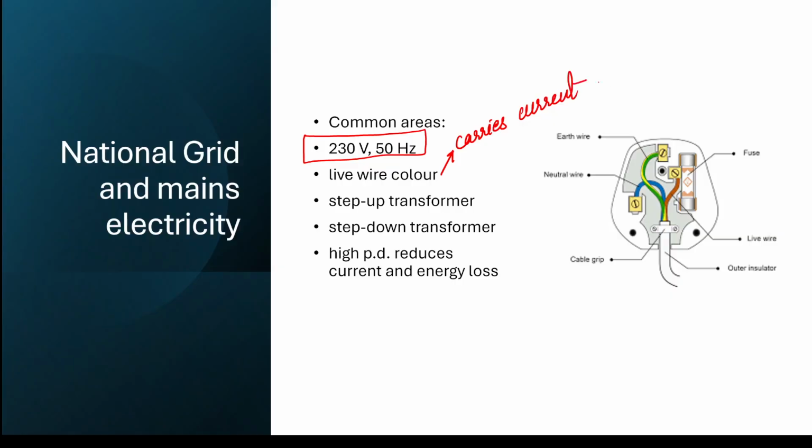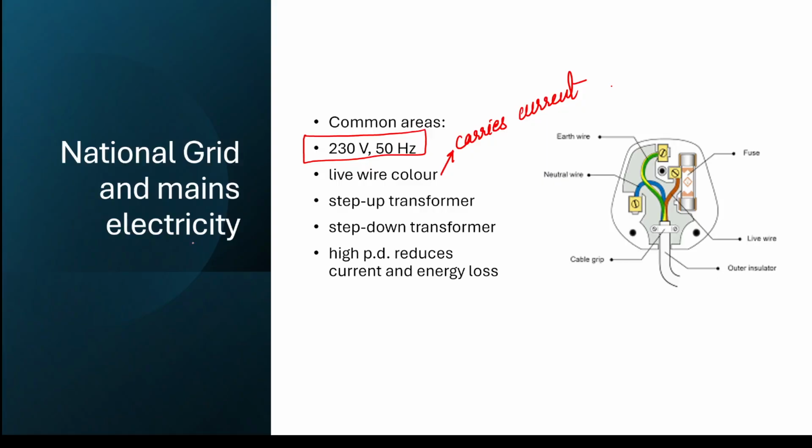You have a fuse always attached to the live wire, because if the live wire touches, let's say, the outer part of the plug or outer part of your oven or anything, it would become dangerous. You don't want the body of the oven to carry current. You don't want the person who's cooking to be electrocuted. That's why the fuse is attached to the live wire.